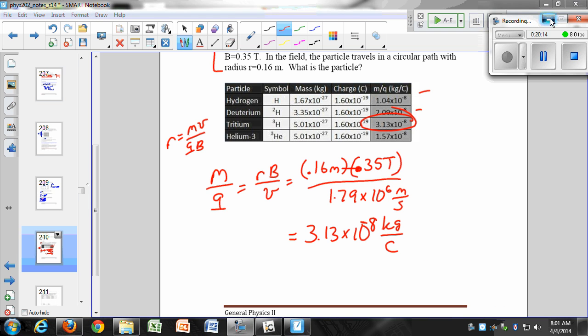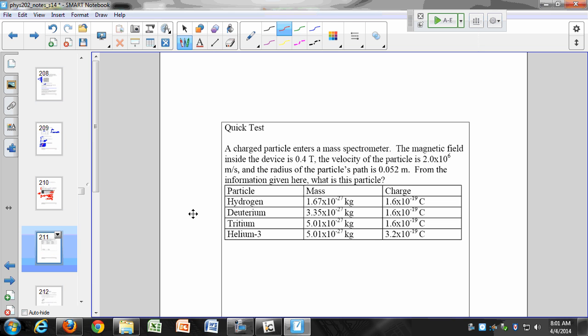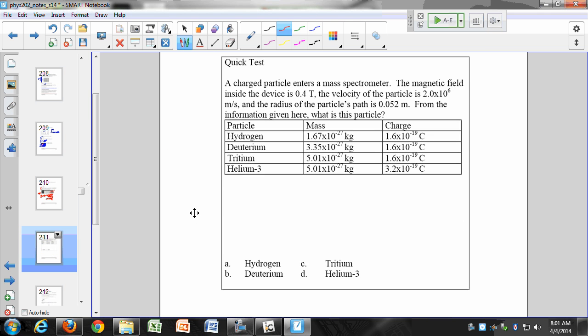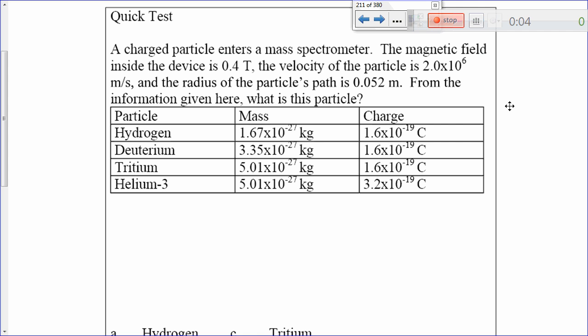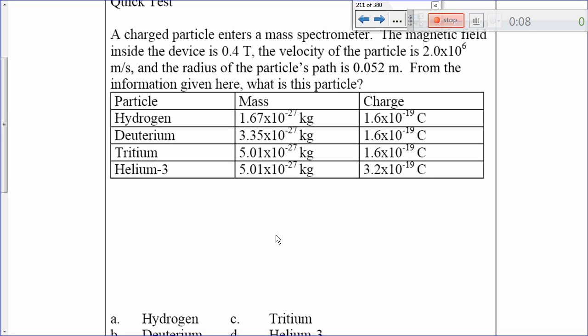All right, so mass spectrometer is pretty simple, but it's very powerful to pick out unknown particles. Let's try this quick test. Just like we did before, you just want to calculate the mass-charge ratio for the particle in the mass spectrometer, and then determine from this list what is the particle.